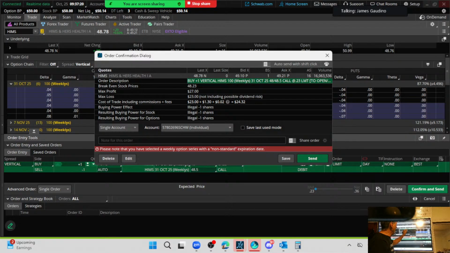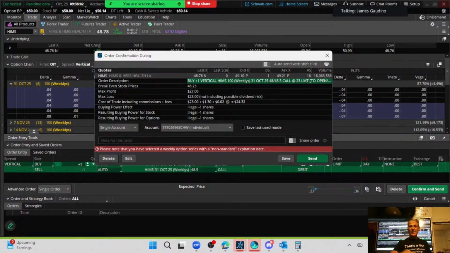Right here. Because I'm buying the 48, I'm selling the 48.50. Right, I get it now. So I'm buying it, it's already in the money, and I'm selling it, that's already in the money, but what am I paying? I'm only paying 23 cents. So what's left? 27. So it's more than 100%. The stock has to stay where it is. How did you get that 100%?